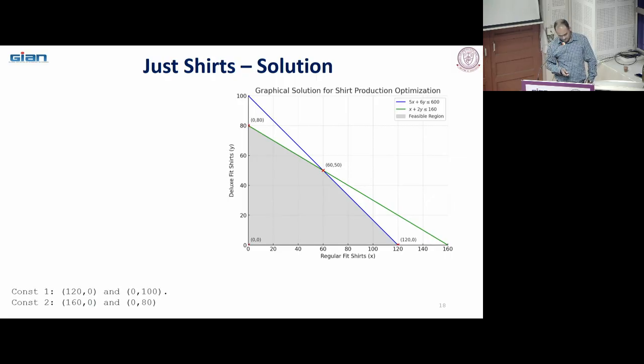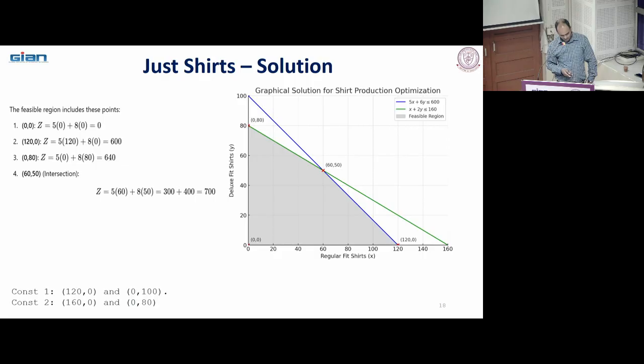Okay, good one. So then you find the feasible region corner points, 0 comma 0, then evaluate the objective function at each: 0 comma 0, 120 comma 0, 600, 0 comma 80, 640, and 650 means 700. So the solution is x equal to 60 and y equal to 50.